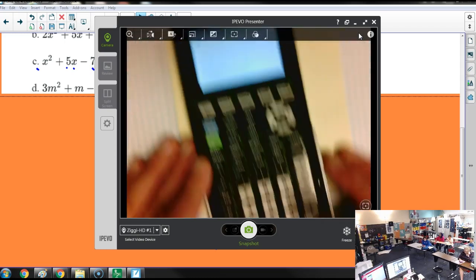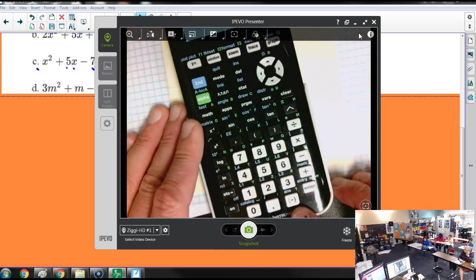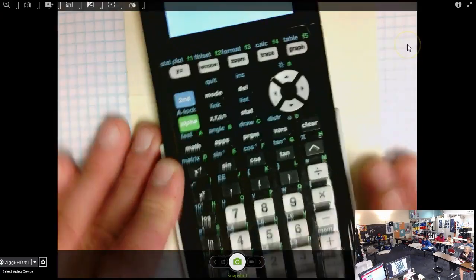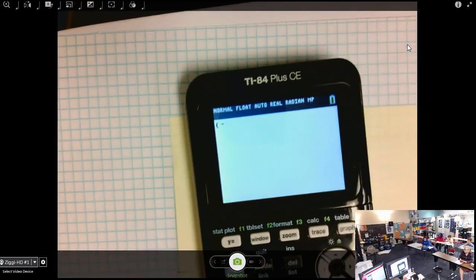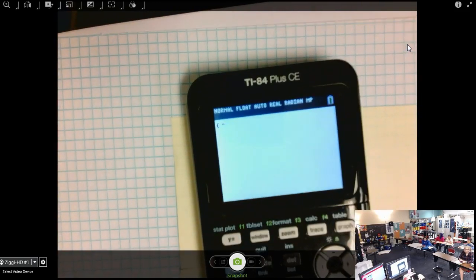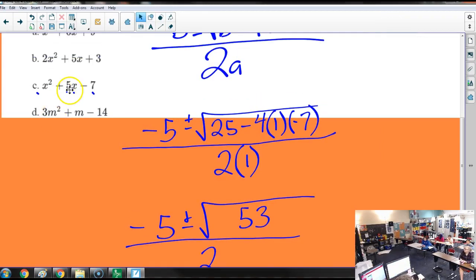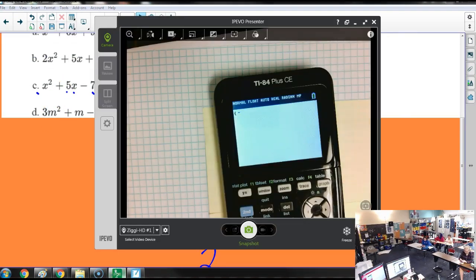The negative button, as a reminder, is down here. It is not the minus button. Right, so we're going to type in negative b. In this case, we're going to use what we did yesterday. So b is 5, right? So we'll do negative 5.